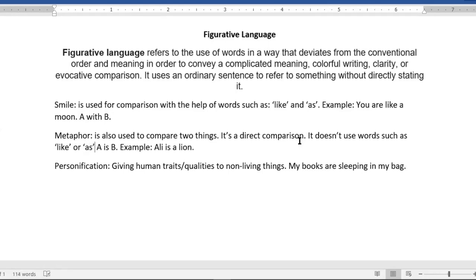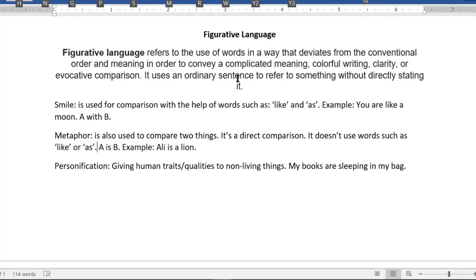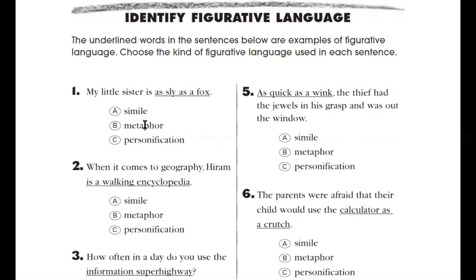So see, you said that it's a metaphor. Now here I told you somebody is something, or somebody is somebody. So here, we don't use the words is or like. In this sentence, do you see the word like? So it's not a metaphor. It is a simile.